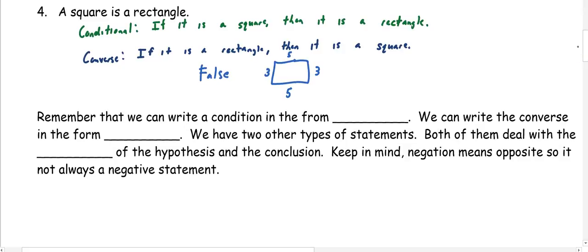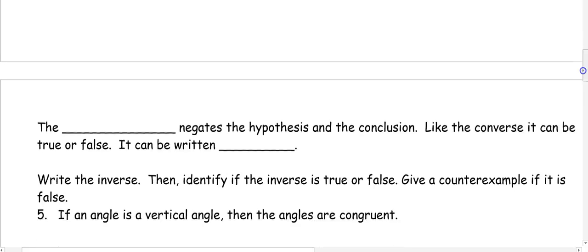Remember that we can write a conditional statement in the form P to Q. We can write a converse then in the statement of Q to P. We have two other types of statements. Both of them deal with the negation or making them negative or the opposite. Keep in mind that negation means opposite. It's not a negative statement. So I could say it is not raining. The negation would be it is raining. So it doesn't always have to be a negative statement.